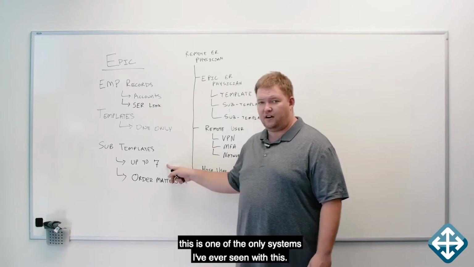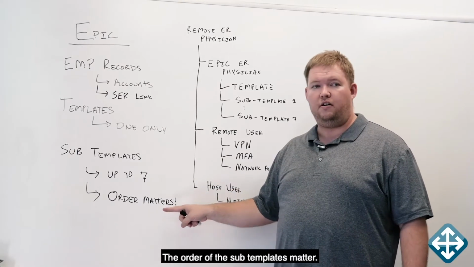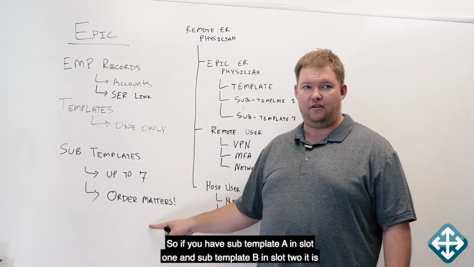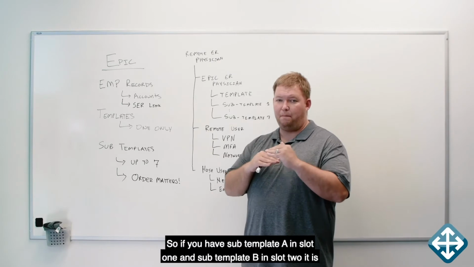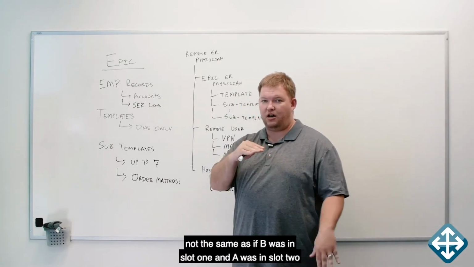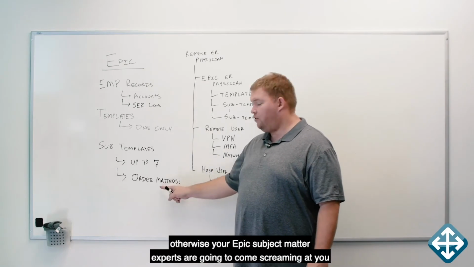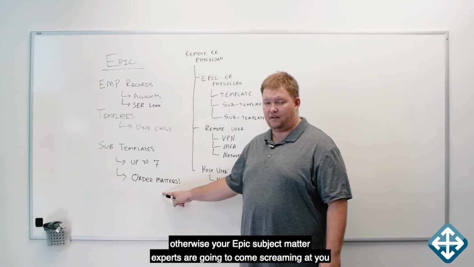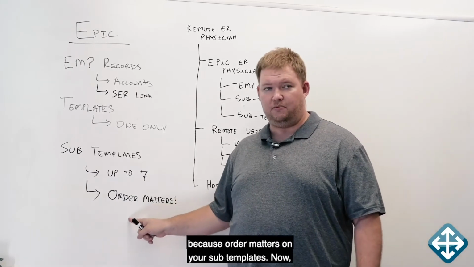One thing to be very careful about, and this is one of the only systems I've ever seen with this: the order of the subtemplates matters. So if you have subtemplate A in slot 1 and subtemplate B in slot 2, it is not the same as if B was in slot 1 and A was in slot 2. Be aware of this when you go to roll this out, otherwise your Epic subject matter experts are going to come screaming at you, because order matters on your subtemplates.